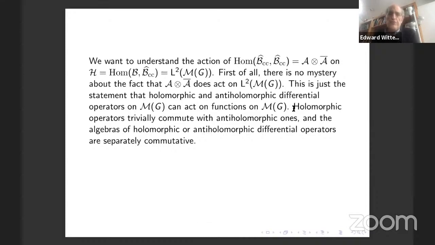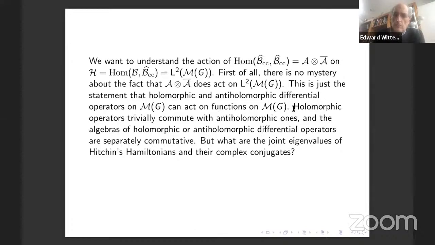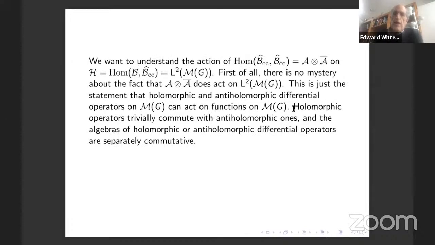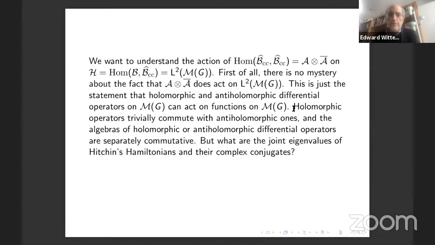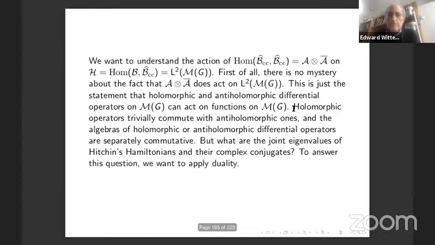Holomorphic operators trivially commute with anti-holomorphic ones, and the algebras of holomorphic or anti-holomorphic differential operators are commutative separately because of the result I mentioned on the last page due to Hitchin and Beilinson and Drinfeld. So A tensor A bar acts as a commutative system on this moduli space. But what are the joint eigenvalues of Hitchin's Hamiltonians and their complex conjugates? To answer this question, we will apply duality.